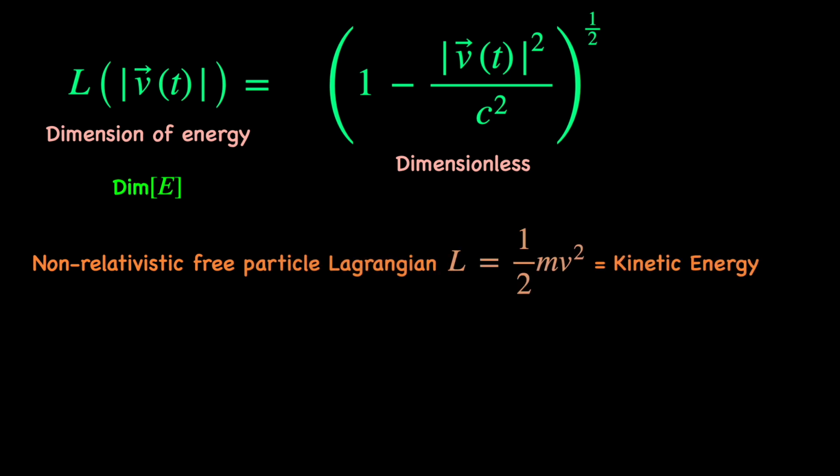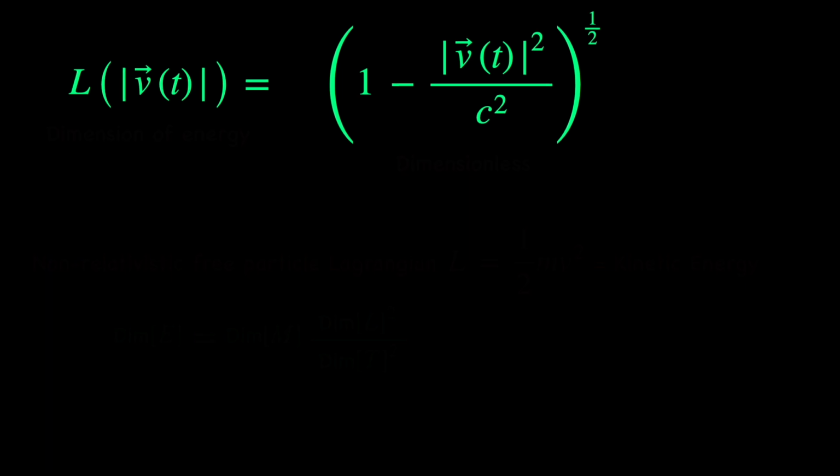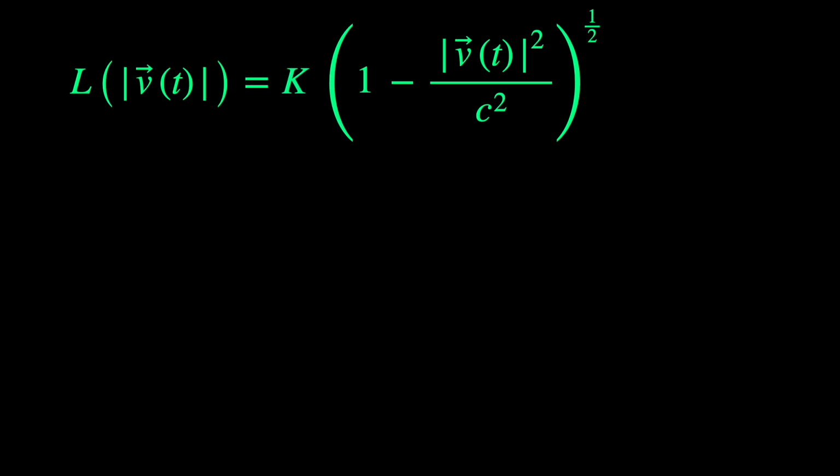What is the dimension of energy? Well, considering the non-relativistic kinetic energy term, half mv squared, it's given by the dimension of mass times dimension of length upon time squared, coming from the velocity term. So our relativistic free particle Lagrangian must have another factor which is like mass times velocity squared.